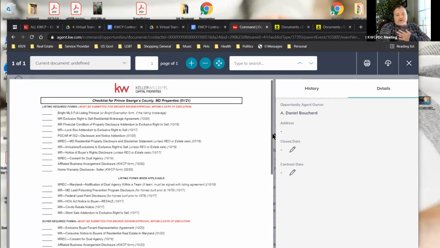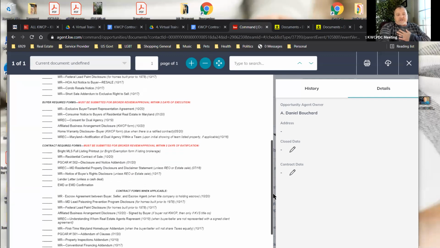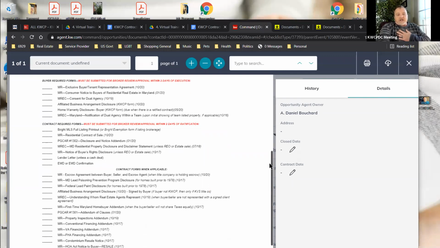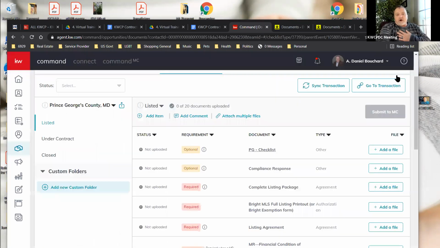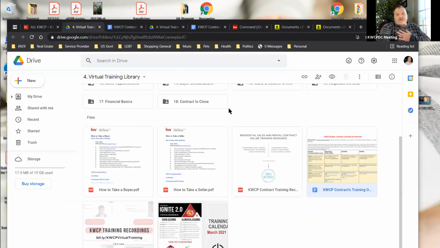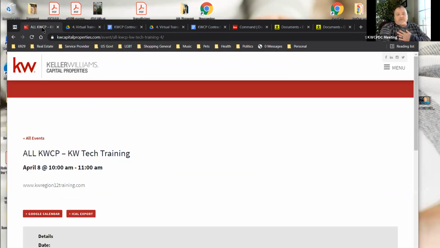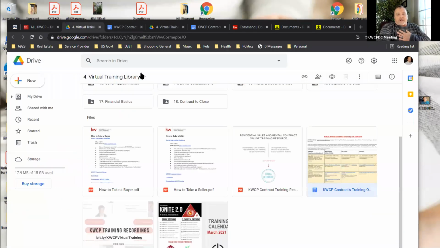Okay. Similarly, this is the checklist right here for Maryland buyer documents. Similarly, this is the checklist that you need for contract documents in Maryland. Okay, so this is all the list of stuff that you need, and all of that is available in your opportunities. In addition, that stuff is also available if you go to the welcome drive, as we talked about before.